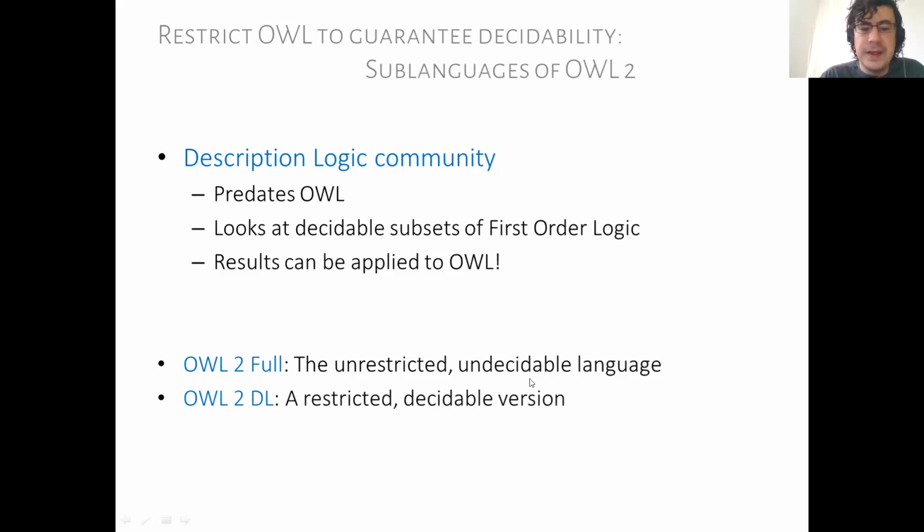So OWL2 full is the name of the unrestricted language of OWL. It's sort of using all of the features we've seen in any way you might like. Okay, so an OWL2 full reasoner will accept any ontology. You can basically send any combinations of features you like. While OWL2DL, OWL2 description logics, is a restricted language that if your ontology is in OWL2DL, then you know that reasoning will halt and give the correct answer.